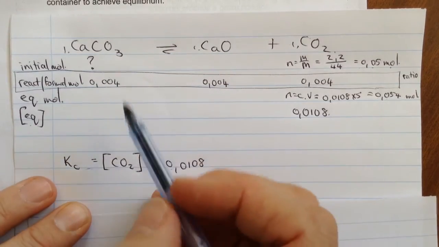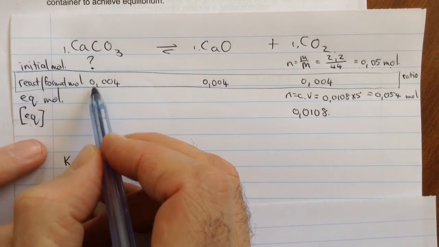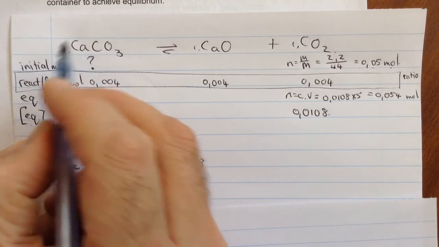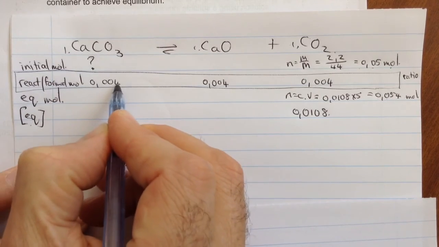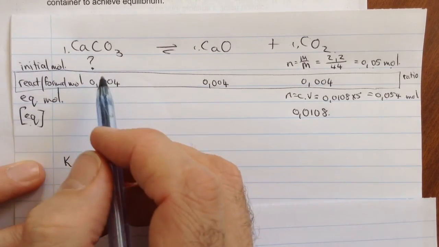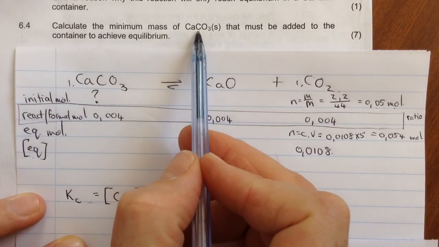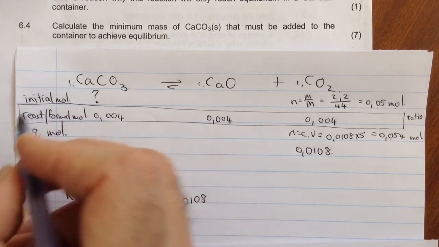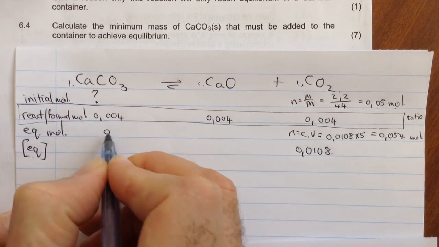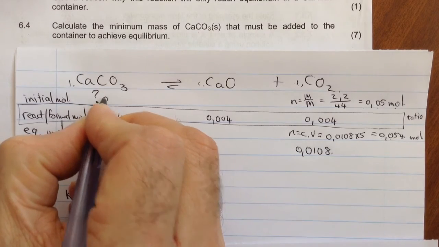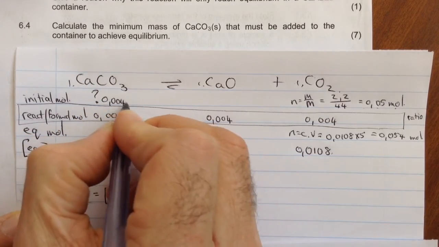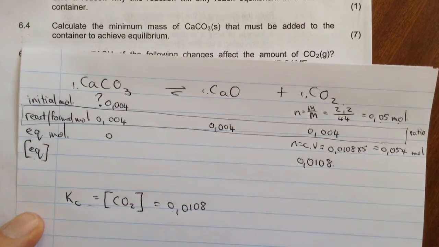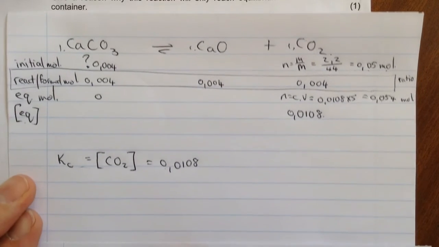Right? So if I then think along the lines of at equilibrium, well, I had a certain mass of that and a certain amount of that reacted. So the question is, calculate the minimum mass of calcium carbonate that must be added. Therefore, all of this will be used. So at equilibrium, I will have nothing left. So that brings me to 0.004 mole of calcium carbonate needed in the beginning. And then if I know what that is, I can finalize my answer.